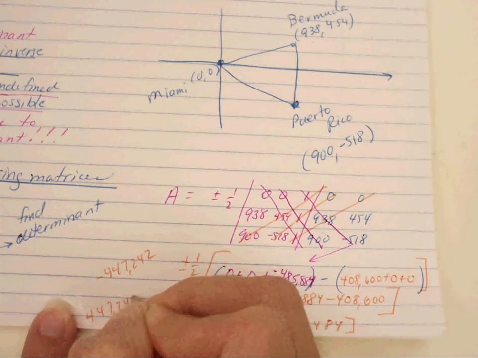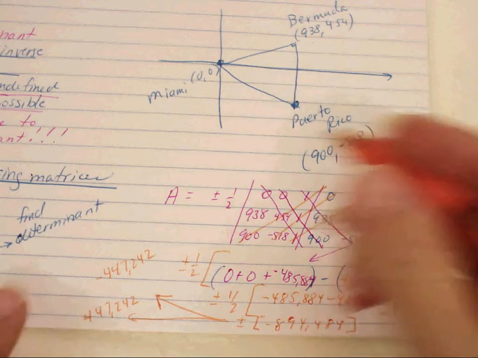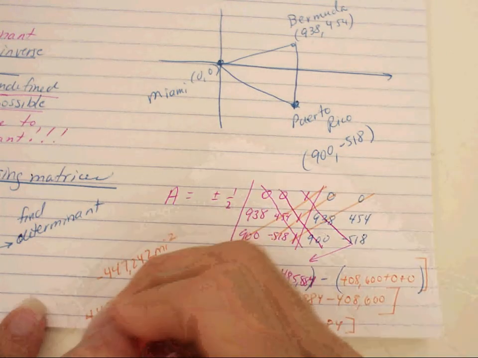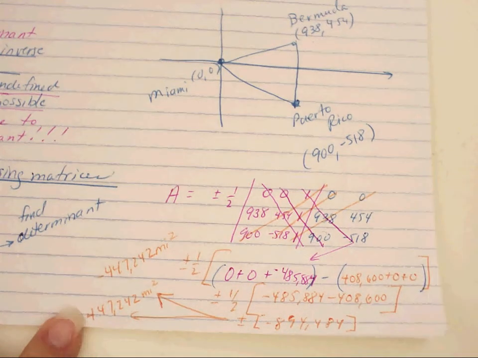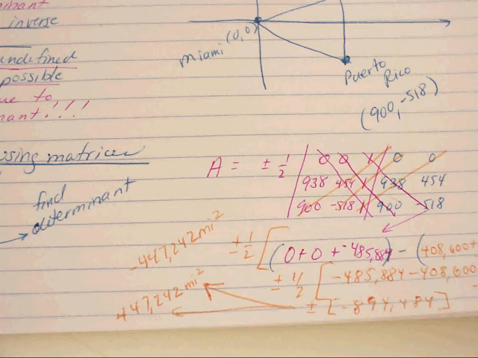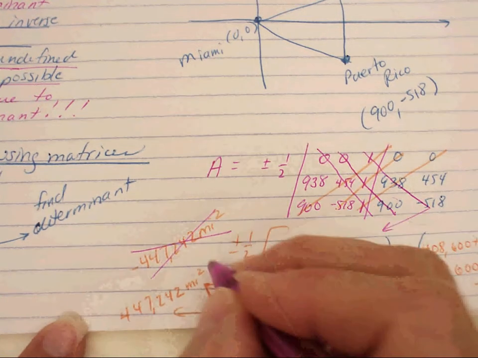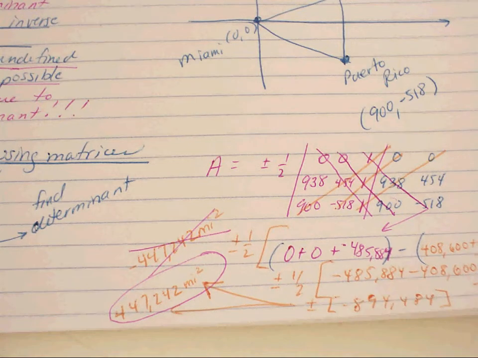So I'm going to get two answers. I'm going to get negative 447,242, and I'm also going to get positive 447,242. And let me look at the original problem. It was originally given in miles, so this area will be miles squared. Now, which one of these answers do I throw out? How come? We do not have real life negative area that I know of.